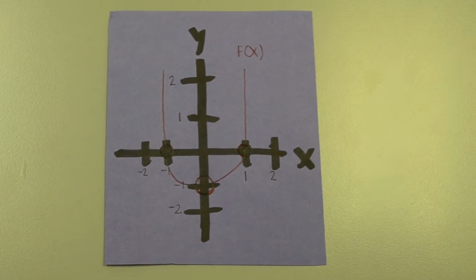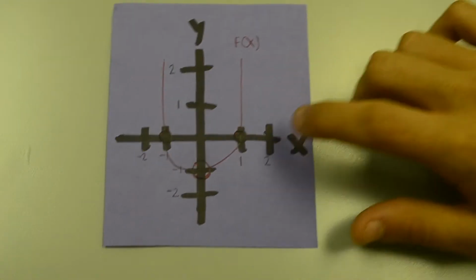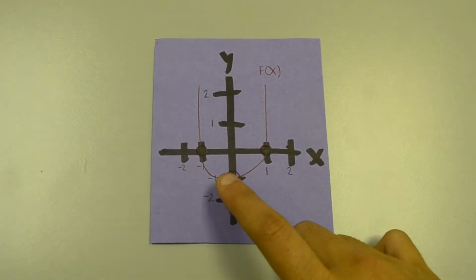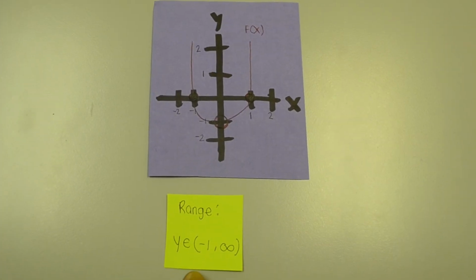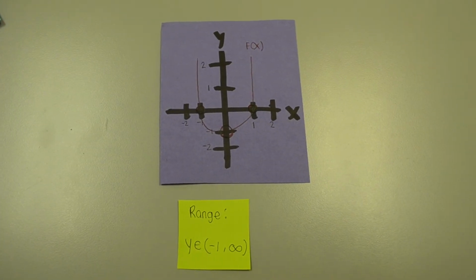Well, this is the graph of the function. We have the x-intercepts at 1 and minus 1, and the gap that is at minus 1. And the range for the function is y belongs to (minus 1, infinity).